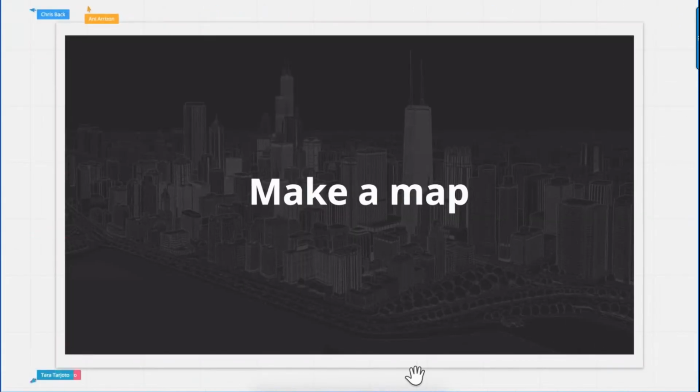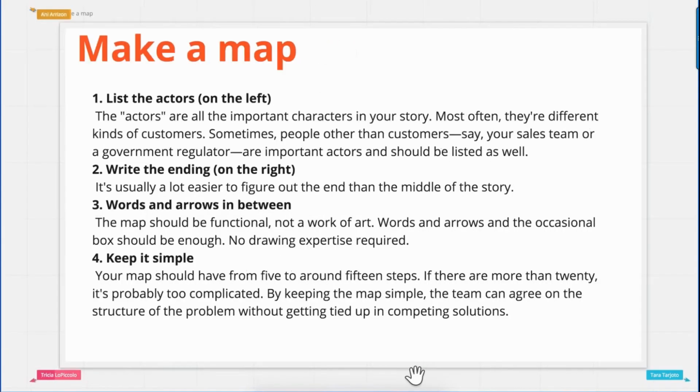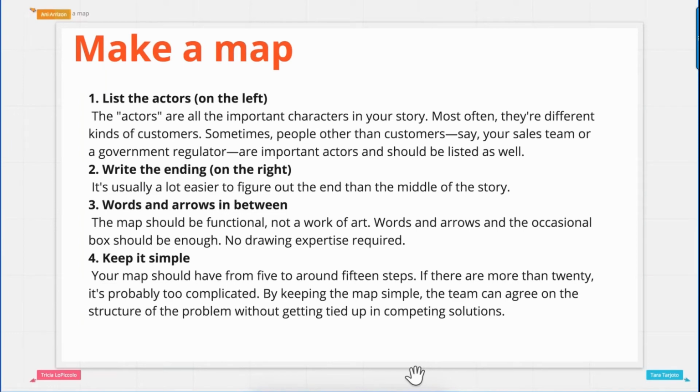Once we have our ideas down, we focus in on our map. Amping up the visuals helps us remove unnecessary noise in discussions. There are many ways to make a map. In our design sprint process, we like to keep it simple. The first step is listing our actors, or the important characters in our story. Next, we write the ending. It's a lot easier to figure out the ending than everything in the middle. It's important to keep in mind the map should be functional. Boxes and arrows suffice.